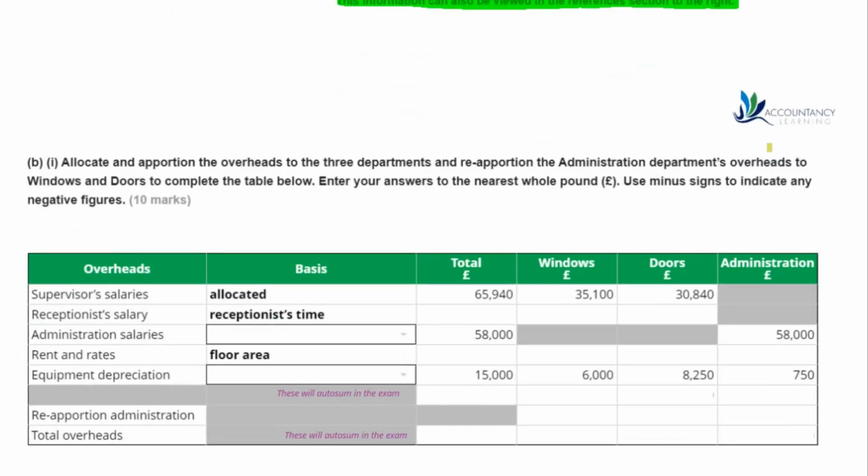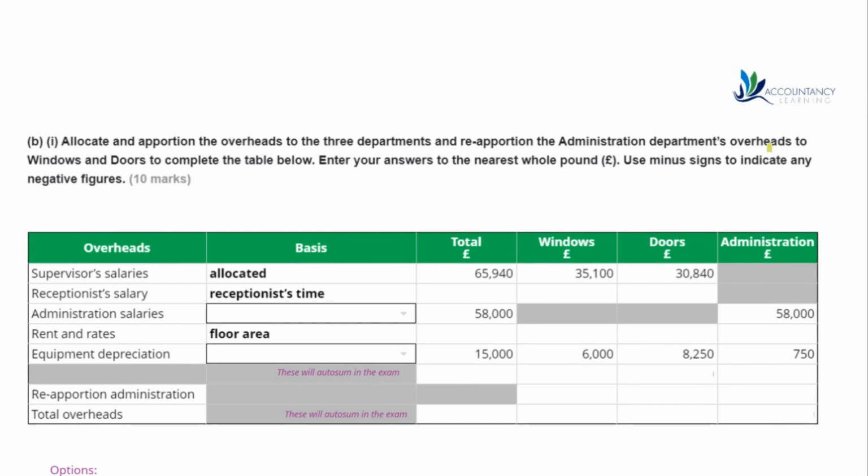So let's have a look at the question then. Allocate and apportion the overheads to the 3 departments and reapportion the administration department's overheads to windows and doors to complete the table below. Enter your answers to the nearest whole pound and use minus signs to indicate any negative figures. So it's really important we keep that in mind, how and what format our answers need to be in.